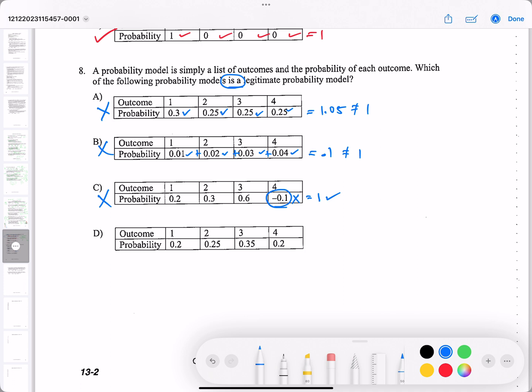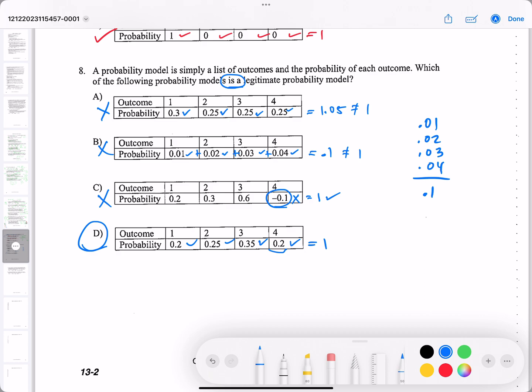And then this is 0.2 plus 0.25 plus 0.35 plus 0.2. So we have 0.4, 0.6, 0.9, and then 1. There we go. Everything looks good here, and this one looks good, so it is legitimate. The answer key says B on here, I just noticed. But no, B is not right, because you can see that 0.01 plus 0.02 plus 0.03 plus 0.04 is going to equal 0.1 and not 1. So that's definitely not right. So this has to be correct.